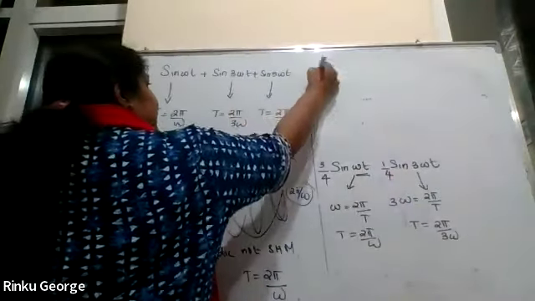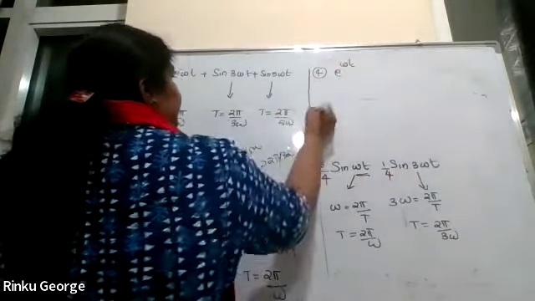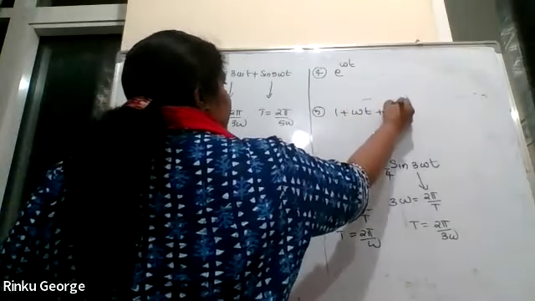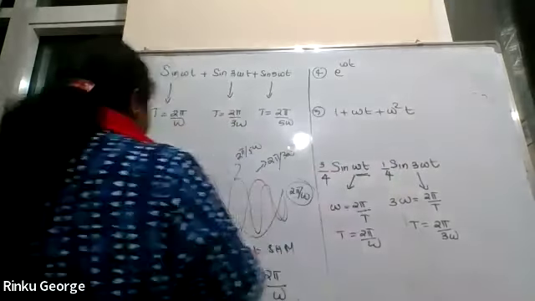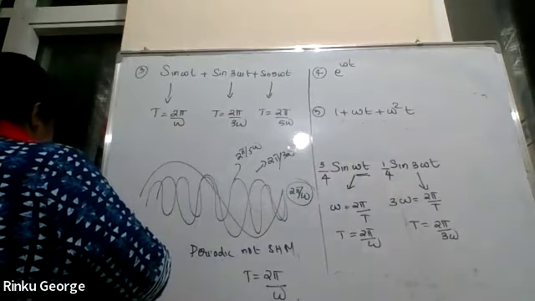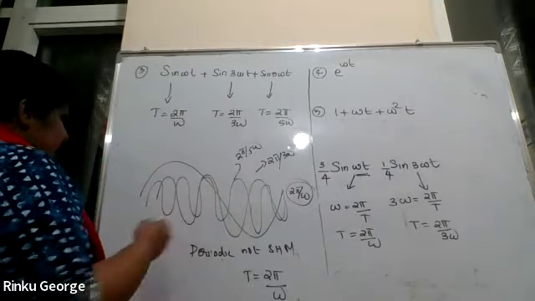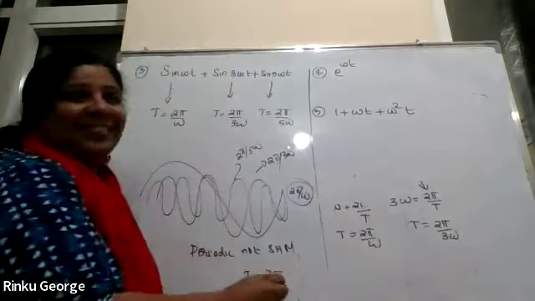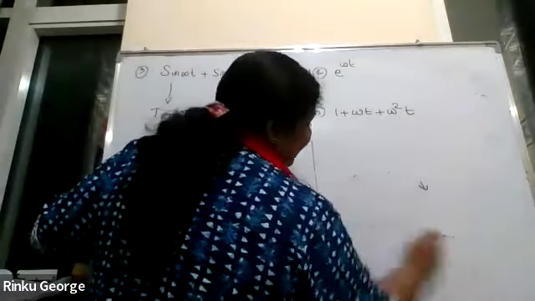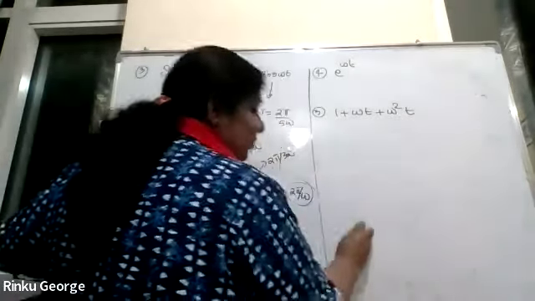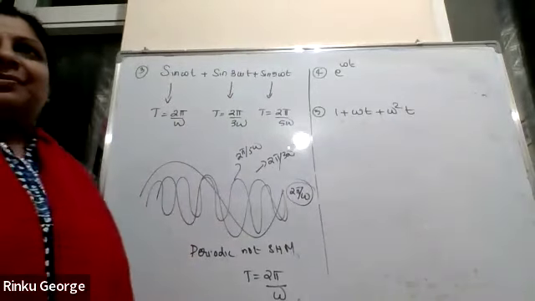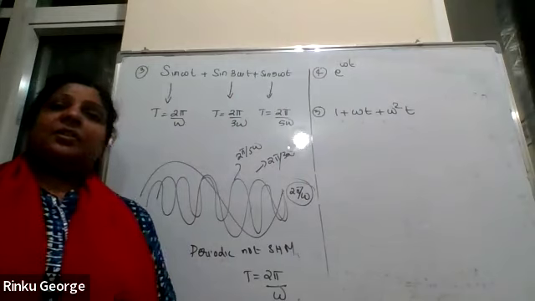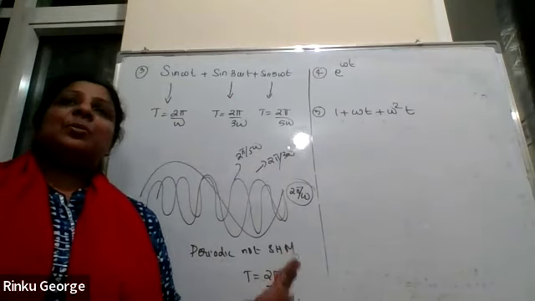Fourth question: e raised to omega t. Fifth question: 1 plus omega t plus omega square t. I will just tell you. Even if I give homework next class, I will only explain. Otherwise, you will just leave the page.